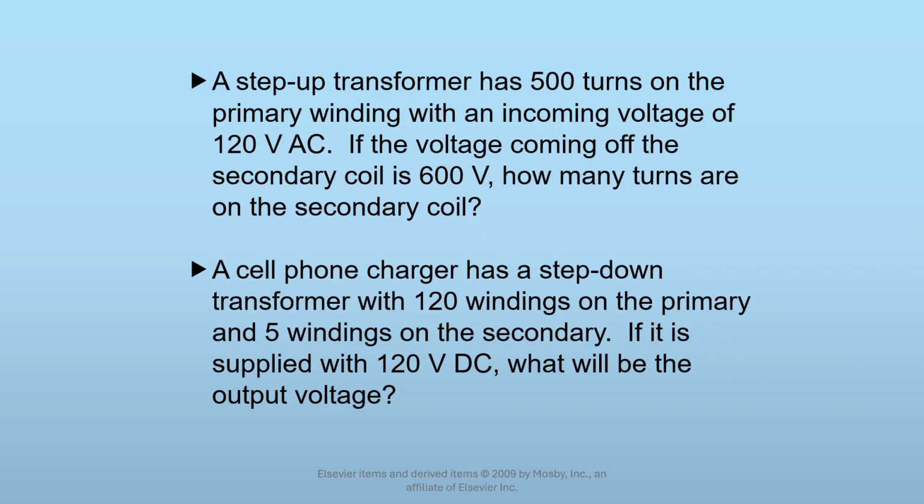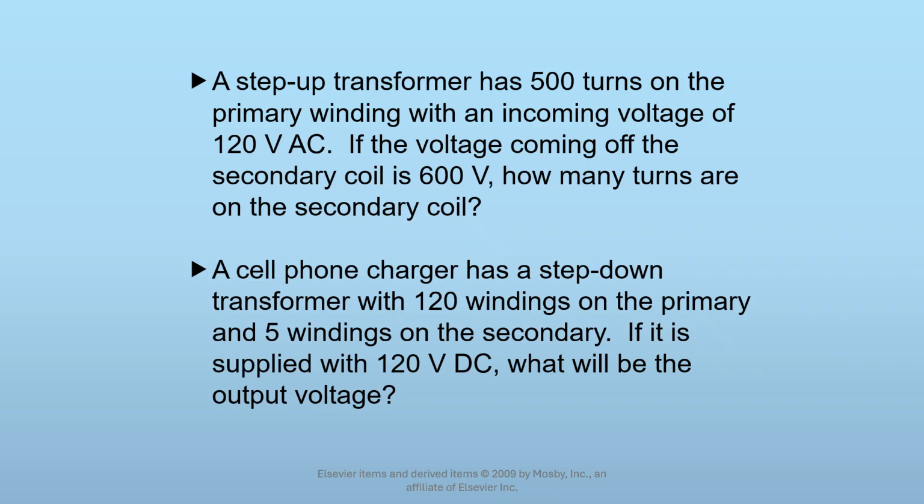Okay. And so this becomes 500 times 600 is equal to 120 times x. Okay. So 500 times 600, that gives me 300,000, but now I need to divide by 120. And that leaves me with 2,500. So there are 2,500 coils on the secondary coil. All right, and then checking our answer, a step-up transformer, would that have more coils on the primary side or the secondary side?